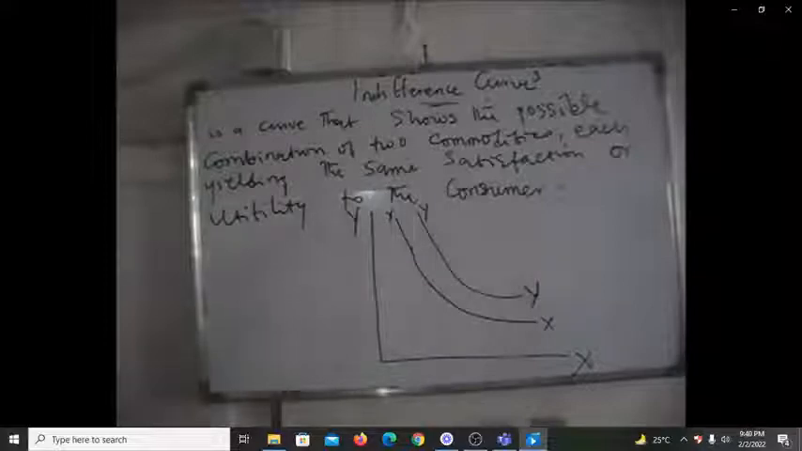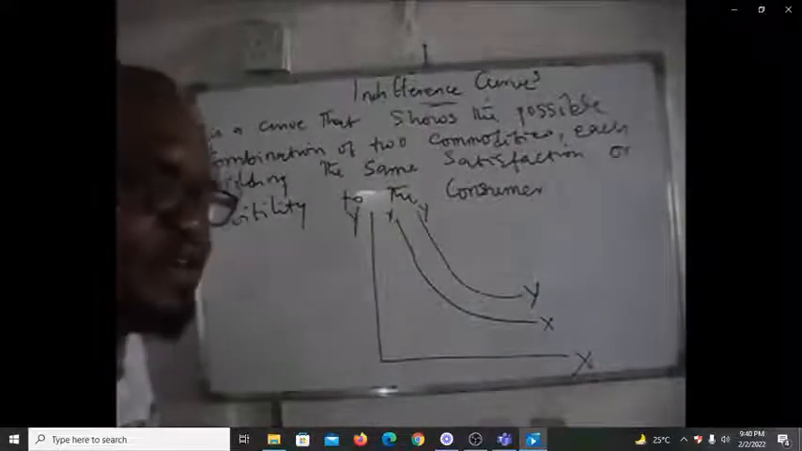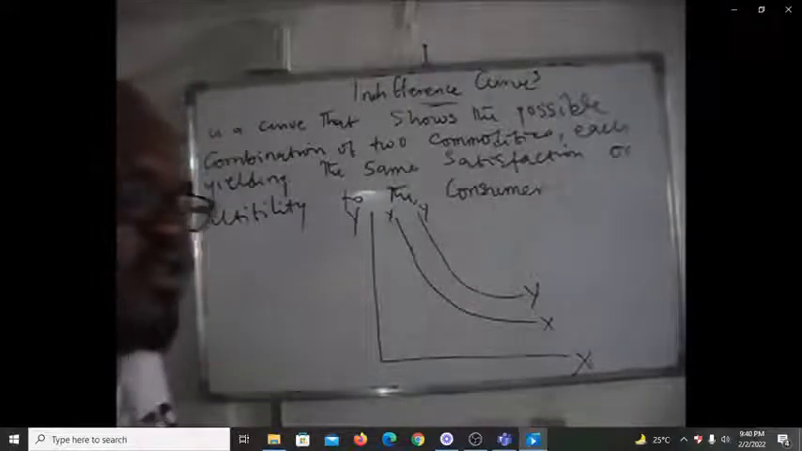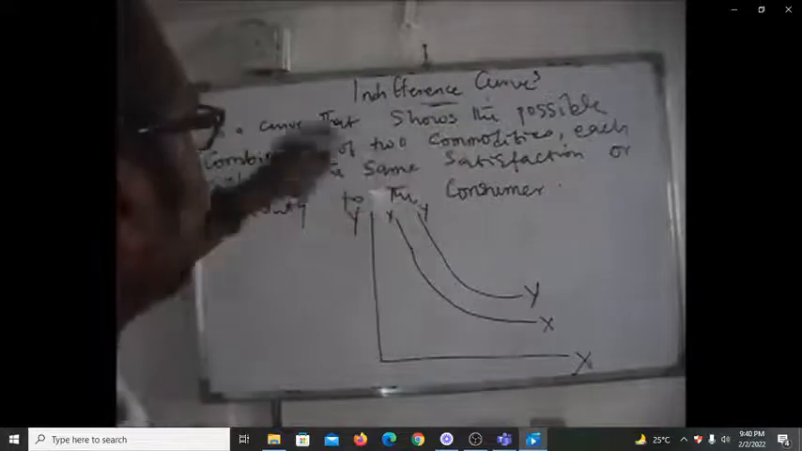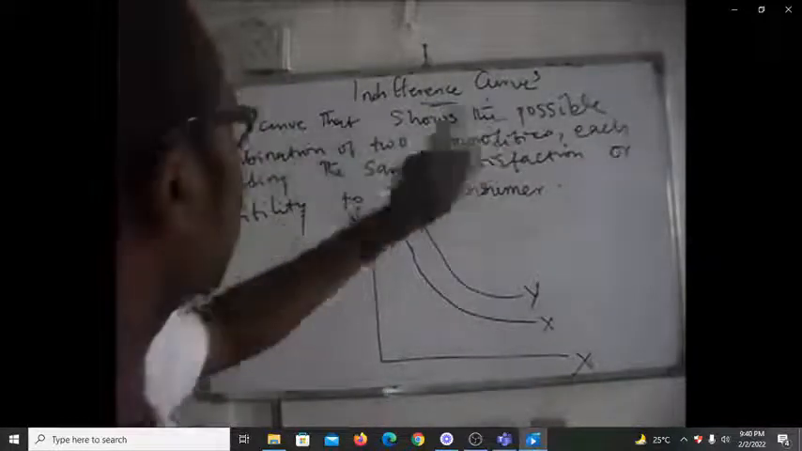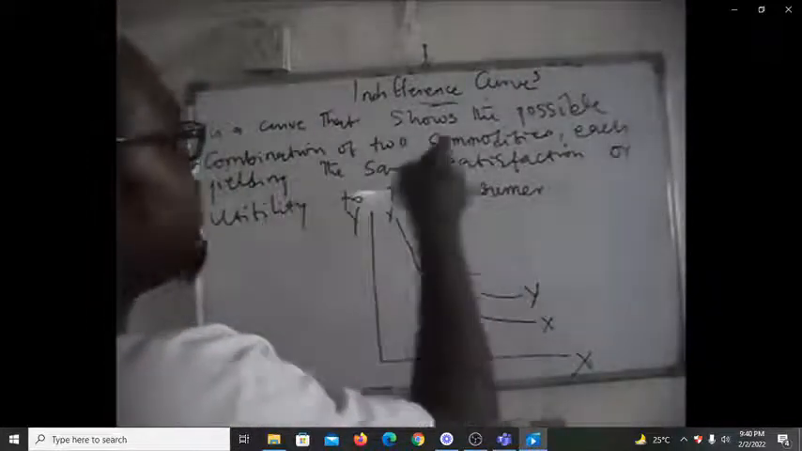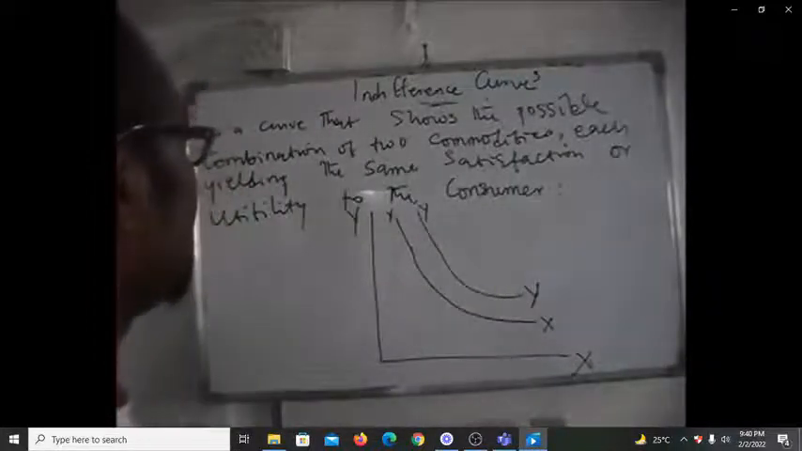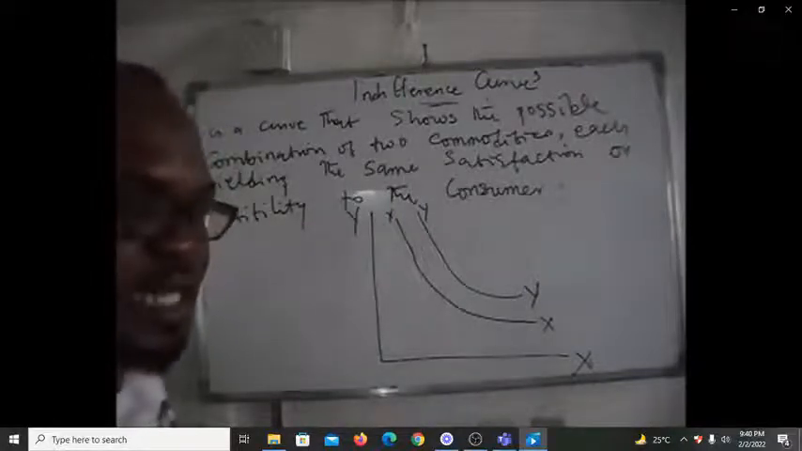Pay attention. We are going to be learning indifference curves. Very important curve in economics. An indifference curve is a curve that shows the possible combinations of two commodities, each yielding the same satisfaction or utility to the consumer. Is that clear?